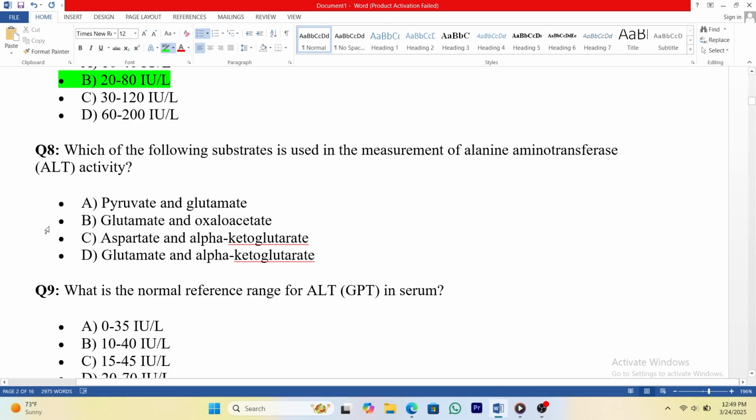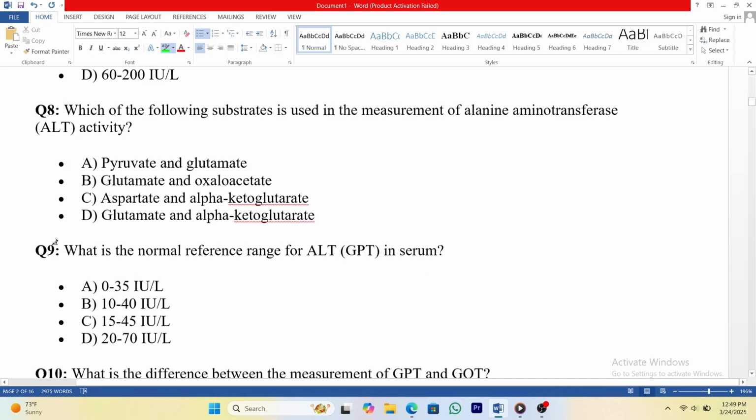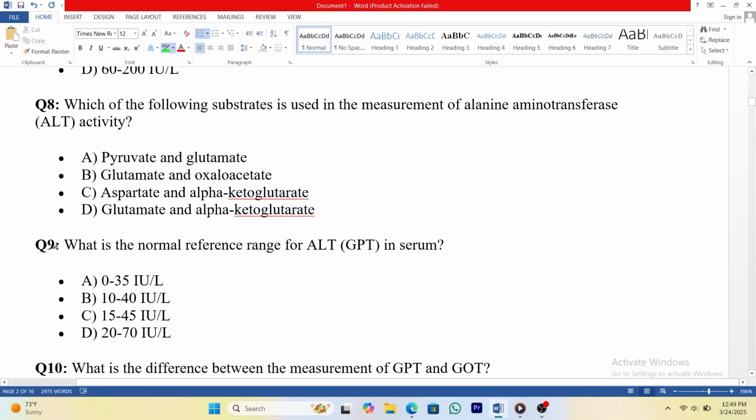A. Pyruvate and glutamate. B. Glutamate and oxaloacetate. C. Aspartate and alpha-ketoglutarate. D. Glutamate and alpha-ketoglutarate. Answer, D. 9. What is the normal reference range for ALT, GPT, in serum?